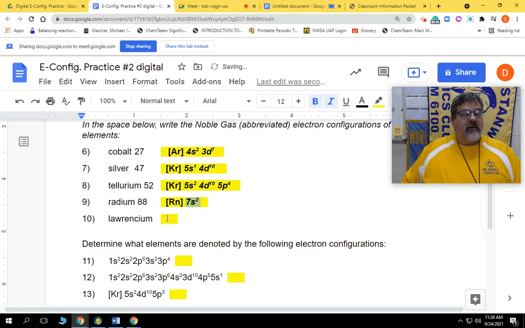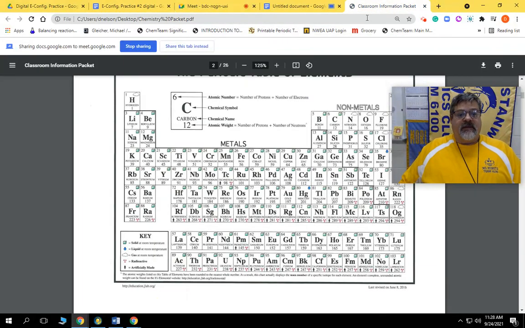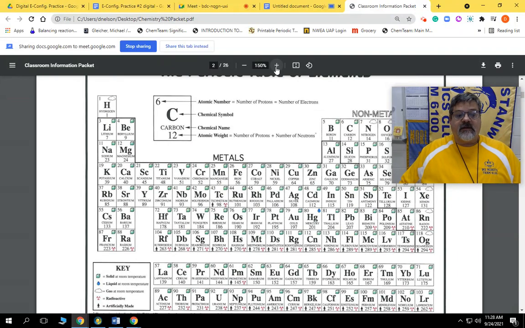Ta-da! Okay, Lawrencium. Lawrencium. That's the one way at the bottom of the periodic table. Lawrencium. Let's find that. Oh, it's not that one. Okay, let's make this a little bit larger so we can see it.